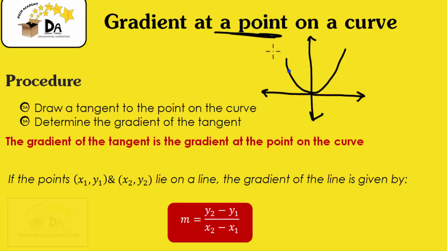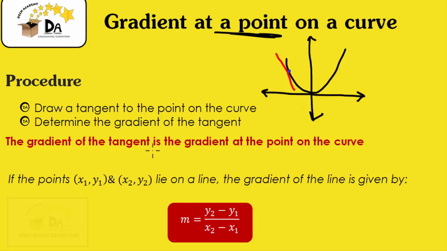That means a line that touches the curve at just one point, where that point is the point at which you want to find the gradient. I'm going to use a different color for that. This is just a rough sketch. So a tangent line, and then you determine the gradient of the tangent line. The gradient of the tangent line to a point on a curve is the gradient at the point on a curve.